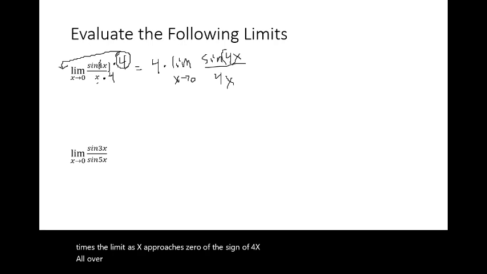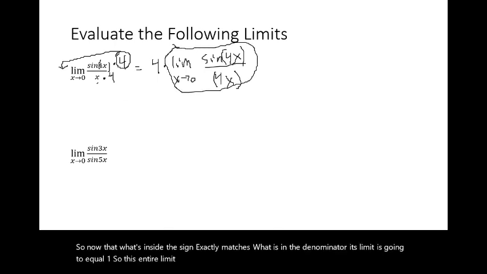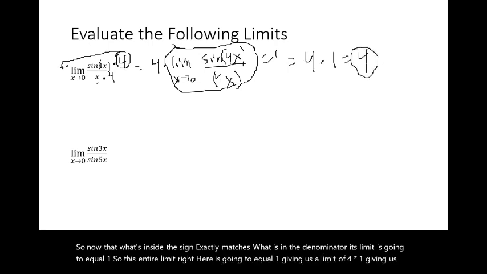So now that what's inside the sine exactly matches what is in the denominator, its limit is going to equal 1. So this entire limit right here is going to equal 1, giving us a limit of 4 times 1, giving us a final answer of 4.